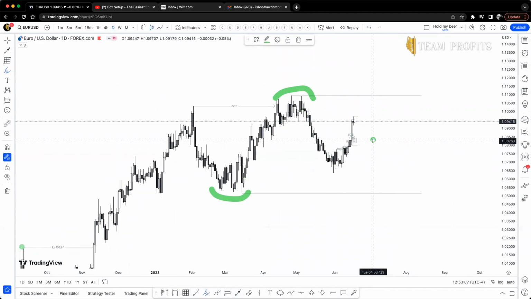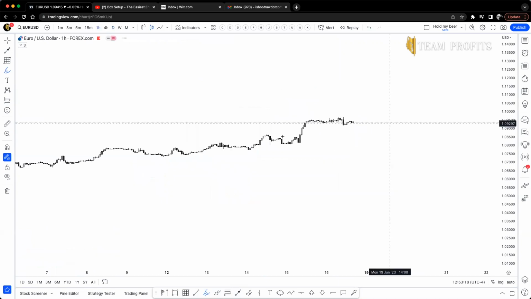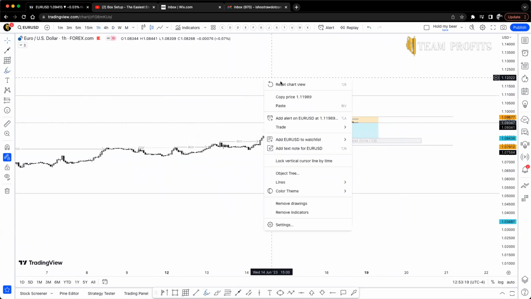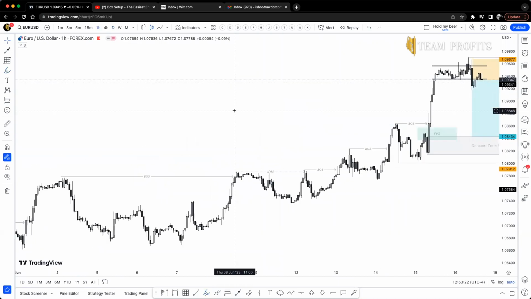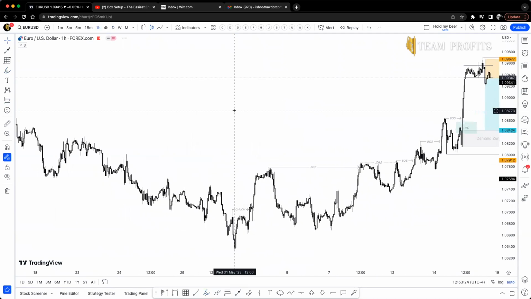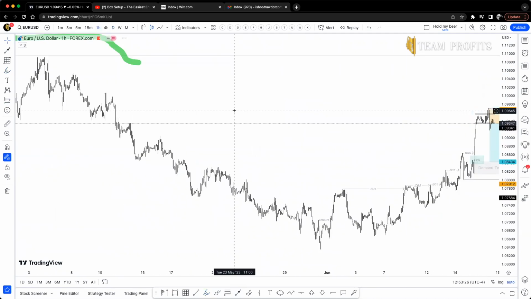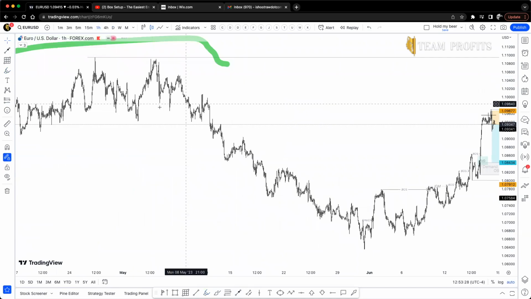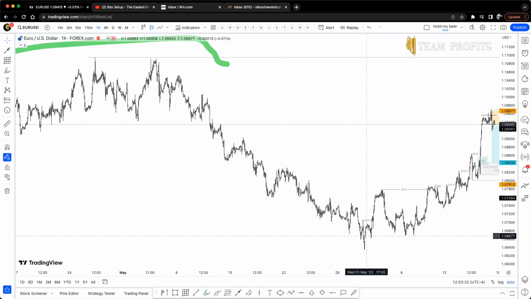How do we know that this pullback is actually stopping right there and ending, and now we're going bullish? Go to a lower time frame. Let's go H4, 1 hour, and you'll find out just by looking at the structure. Look at this, this is on the 1 hour. This is the trend. You see that pullback from here to there? You see that nice downtrend right there?